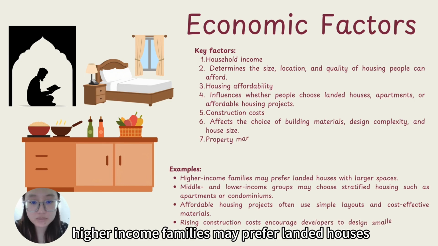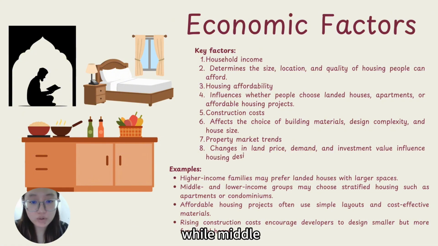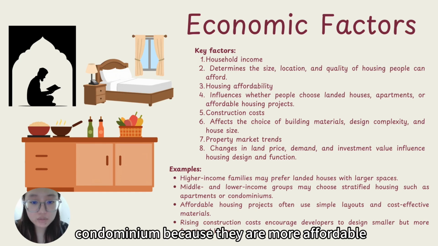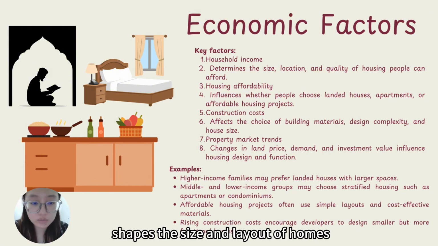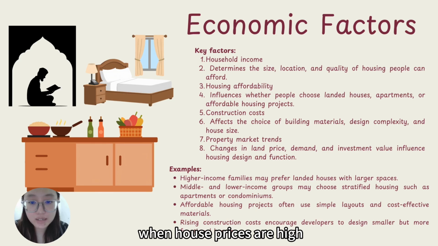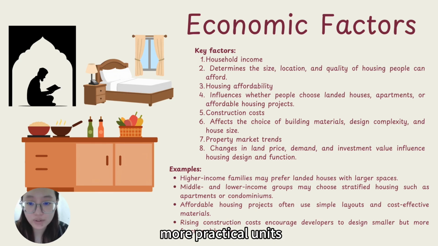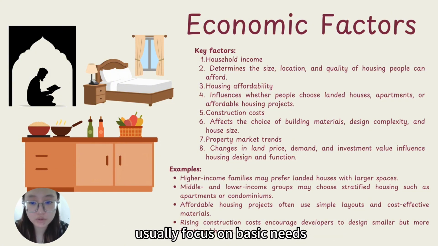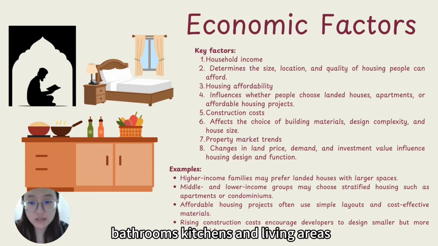Higher income families may prefer landed houses with larger spaces and private gardens, while middle or lower income families may choose apartments or condominiums because they are more affordable. Secondly, house affordability shapes the size and layout of homes. When house prices are high, developers often design smaller but more practical units. For example, affordable housing projects usually focus on basic needs such as bedrooms, bathrooms, kitchens, and living areas.